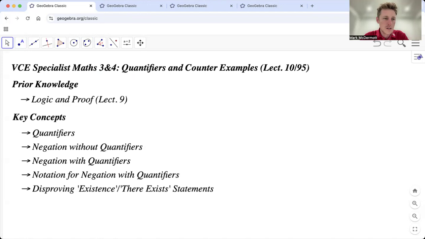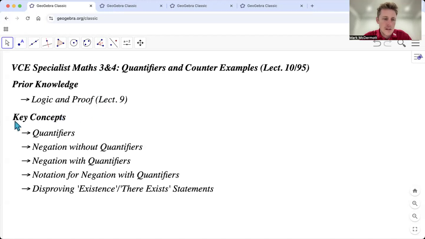Okay, so we're going to look at VCE Specialist Maths, Lecture 10. We're going to look at quantifiers and counterexamples. Some good prior knowledge for this would be the previous lecture, where we spoke about a bit of logic and did some proof techniques. That was Lecture 9. I've put these all in a playlist as well, so you're welcome to go and check that out.